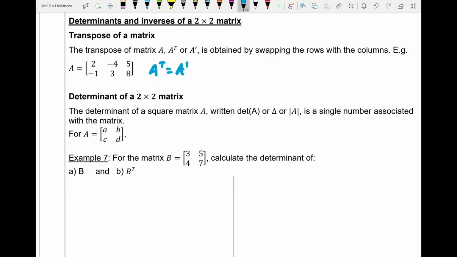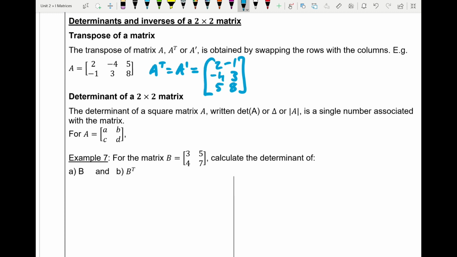So, continuing through the realm of matrices, looking at the determinants, inverses, and transposes of a matrix. The transpose of a matrix, which is given as A superscript T or A prime or A dash if you'd prefer, is obtained by swapping the rows with the columns. So if we have A is equal to that matrix there, then A^T or A prime is equal to that. So we can see the row 2, negative 4, 5 has become a column, 2, negative 4, 5, and negative 1, 3, 8 has become a column as well.